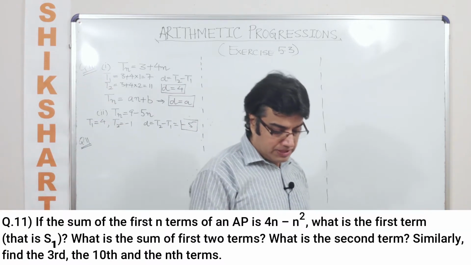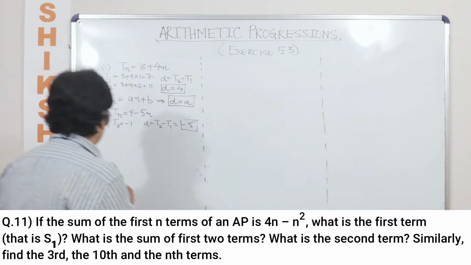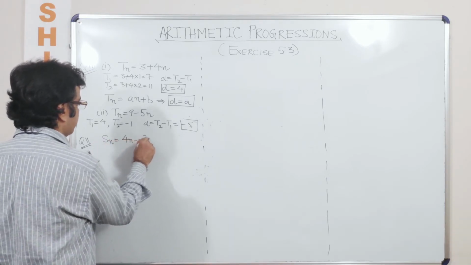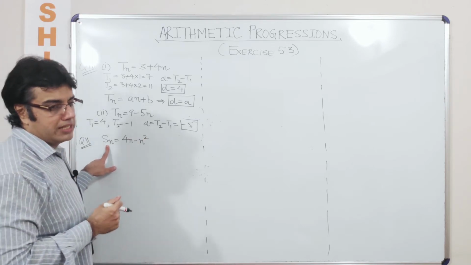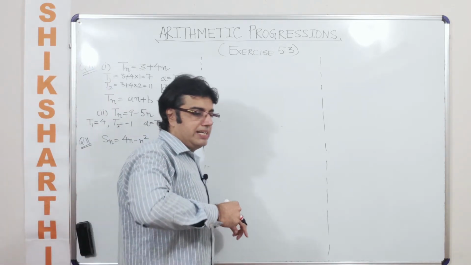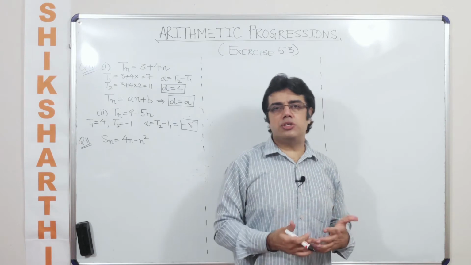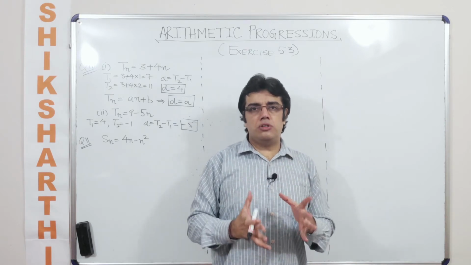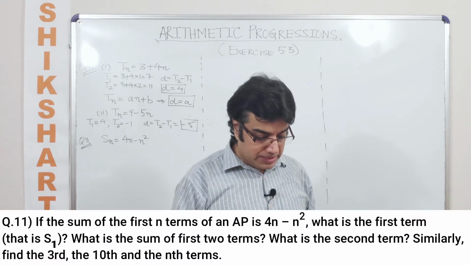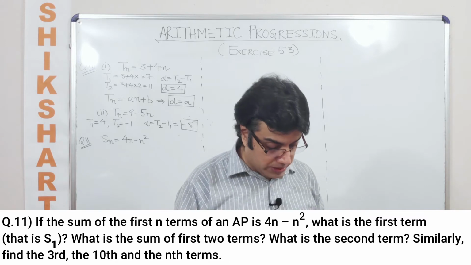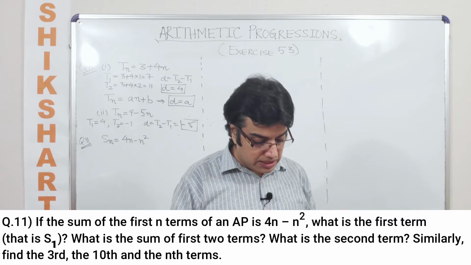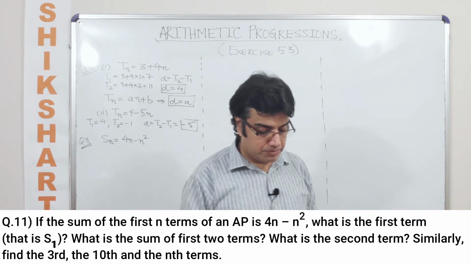So question number 11 says, if the sum for first n terms of an AP is given to you as 4n minus n square. Now you can say that the sum of an arithmetic series or the sum of an arithmetic progression will always be a quadratic expression, quadratic function or a quadratic equation, dependent on the format in which it has been given to you. Okay, what is the first term? That is S1. Okay, and what is the sum for first two terms? What is the second term? Similarly, what is the third term? What is the 10th term and the nth term?